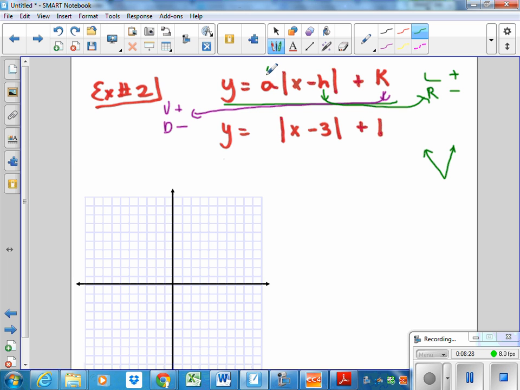What does the A do? The A is just the slope. So it's how slanted your V is.